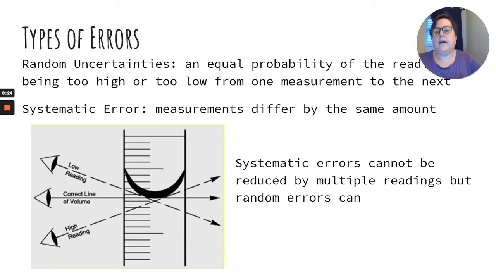measurement to the next. Examples of things that can give random errors would be changes in the surroundings. So if the temperature of the lab dramatically changes from one trial to another, or air current in the classroom could cause those changes. Systematic error is when the measurements are different by the same amount. And the most common systematic error is when you don't read the meniscus from the bottom of the curve. So you're constantly looking down to it or you're constantly looking up. You're not eye level with that meniscus.